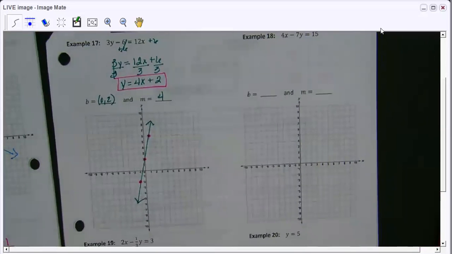Okay, for number 18, it is going to be a fraction, so I want you to try this one on your own, see if you could graph that y-intercept when it's a fraction and do your slope properly. So I'm going to give you a minute to do that.